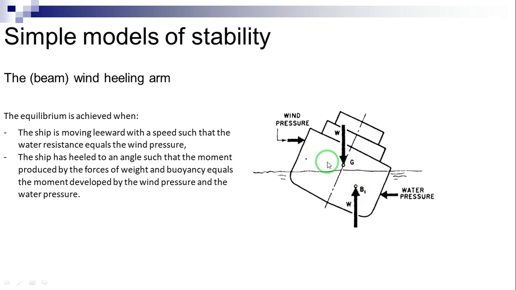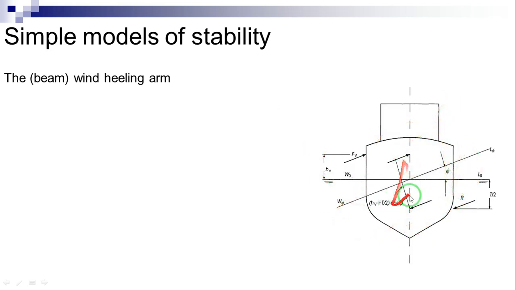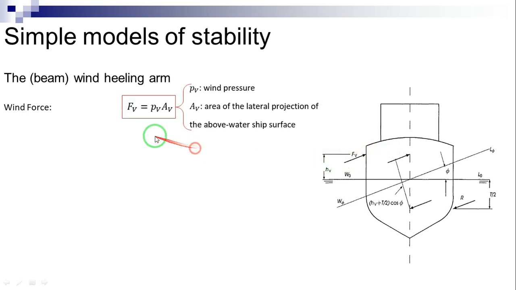We use this figure to develop a simple model of the heeling moment caused by a beam wind, i.e. a wind perpendicular to the centerline plane. In this situation, the wind heeling arm is maximal. In the simplest possible assumption, the wind generates a force, Fv, that acts in the centroid of the lateral projection of the above-water ship surface and has a magnitude equal to Fv = Pv times Av, where Pv is the wind pressure and Av is the area of the above-mentioned projection of the ship's surface. Let us call Av the sail area.